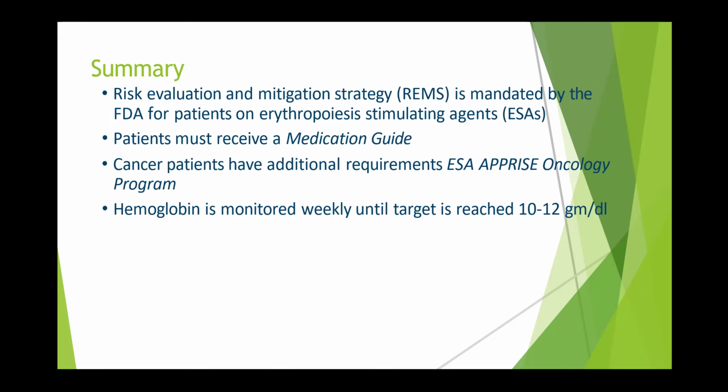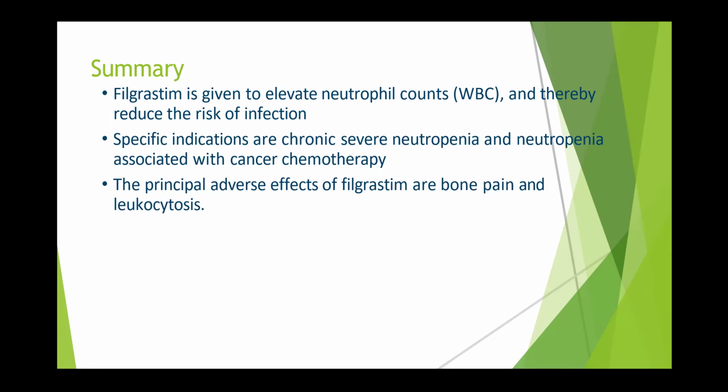Risk evaluation and mitigation strategy, REMS, is mandated by the FDA for patients on erythropoiesis stimulating agents. Patients have to receive a medication guide. Cancer patients have additional requirements, the ESA APPRISE Oncology program. Hemoglobin is monitored weekly until target, which is 10 to 12 grams per deciliter, is reached.